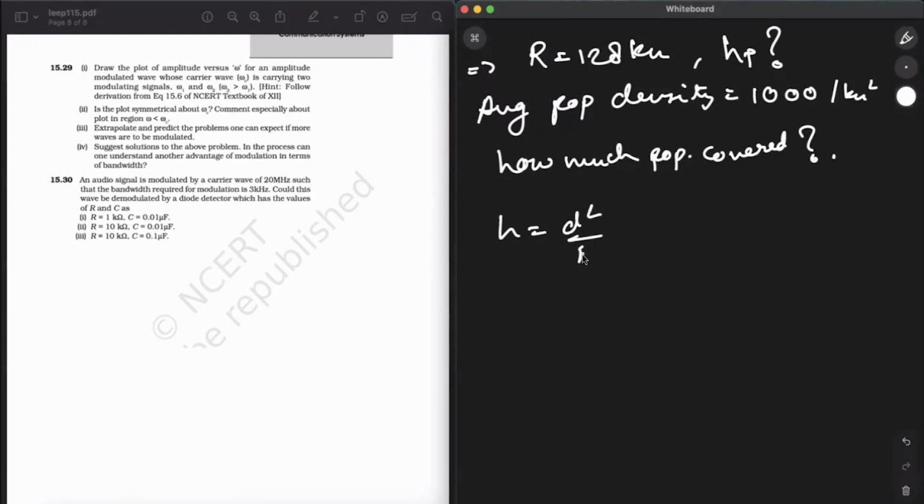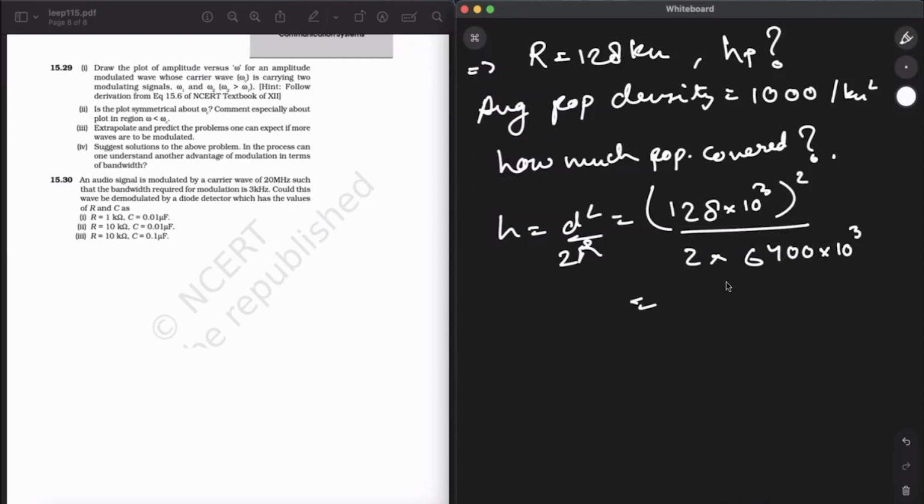h is equal to d square upon 2R. Now this will be 128 into 10 to the power of 3, that is the radius of coverage given to us, squared, all divided by 2 times the radius of the Earth, that is 6400 kilometers, so 6400 into 10 to the power of 3. It will be 128 into 10 to the power of 3, the whole square, divided by 2 times 6400, which is 1280 meters. 1280 meters is the height of the antenna.